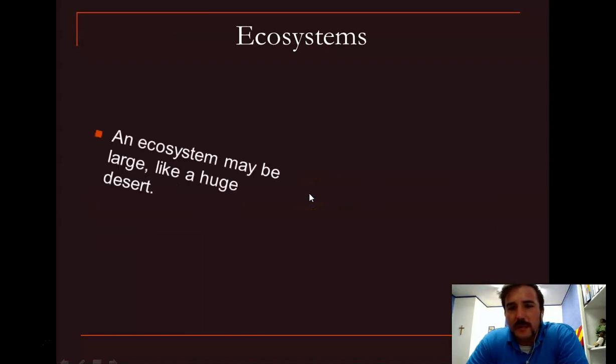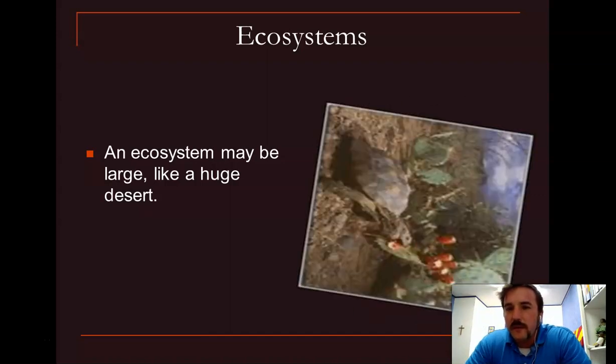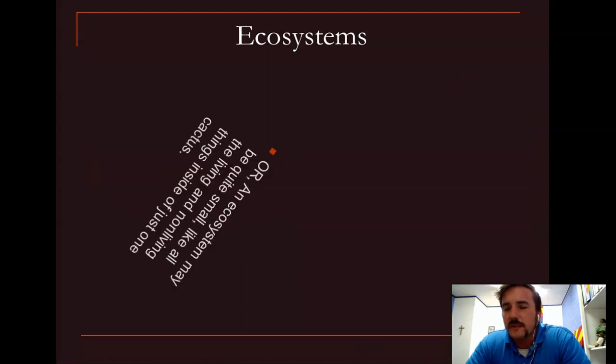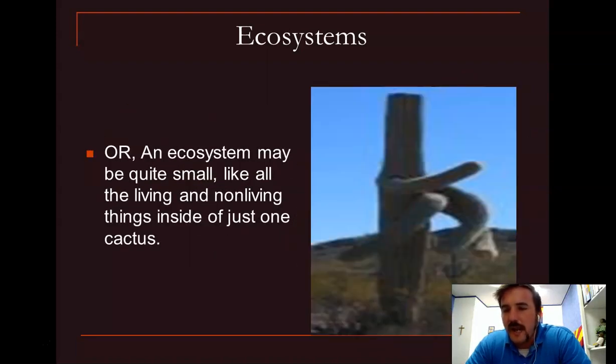But ecosystems could be very, very large, just like the desert we talked about. I mean, the whole part of Arizona, that's a desert. It could be one ecosystem, but it also could be very small. It could be just that cactus right up the hill from your house, right? And all the different things that interact.